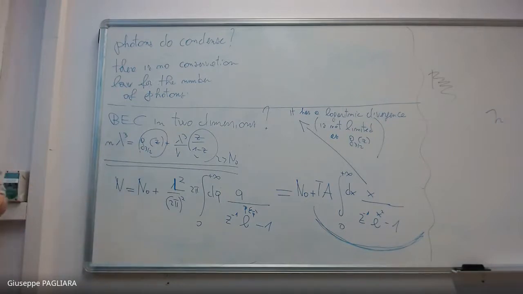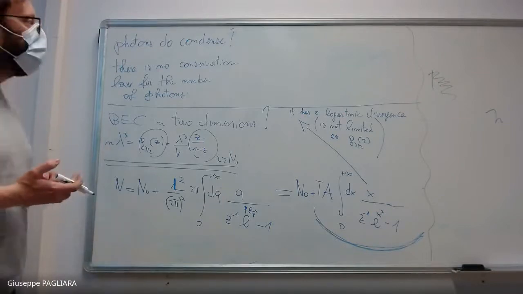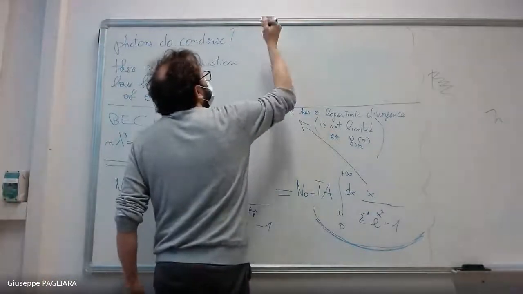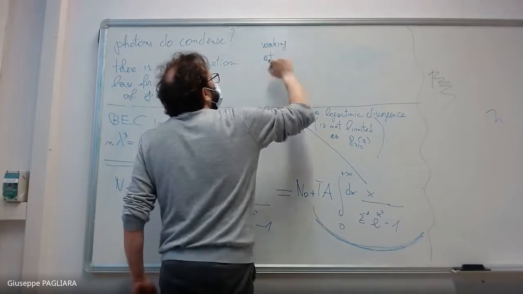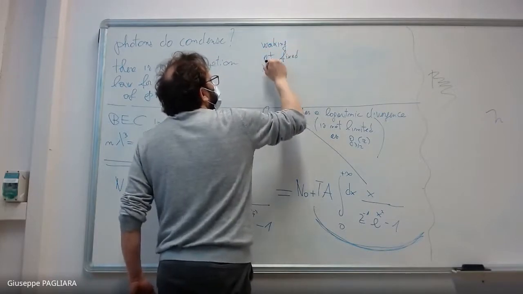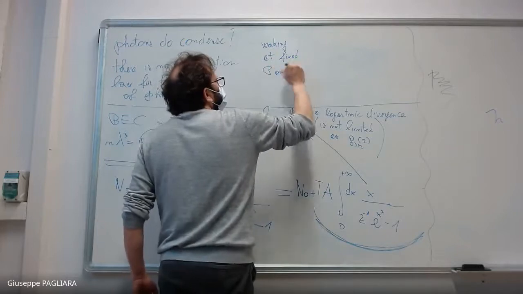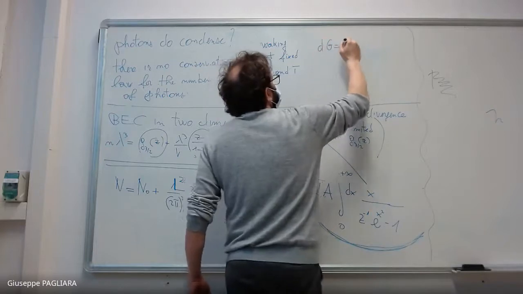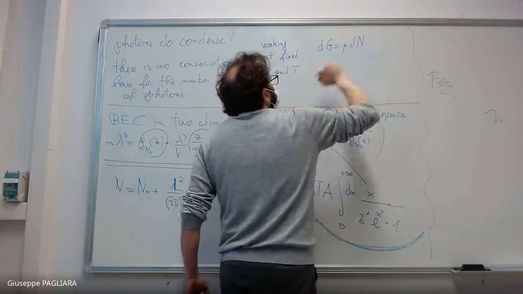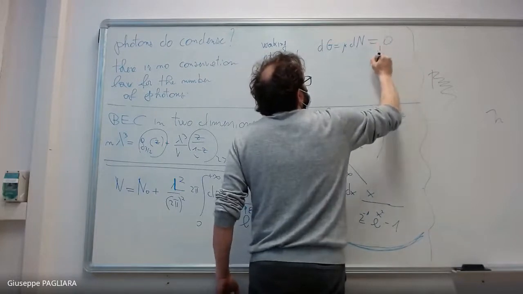That is something that I'm using when treating a gas of bosons made of atoms. In that case, I'm conserving the number of particles because at the end they are made of baryons and leptons. But in the case of photons, there's no such conservation law. Therefore, if I work at fixed pressure and temperature, the variation of the Gibbs free energy, dG, which is equal to mu dN, must be zero at equilibrium.